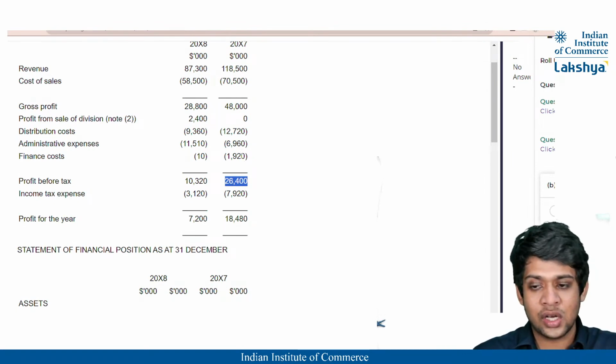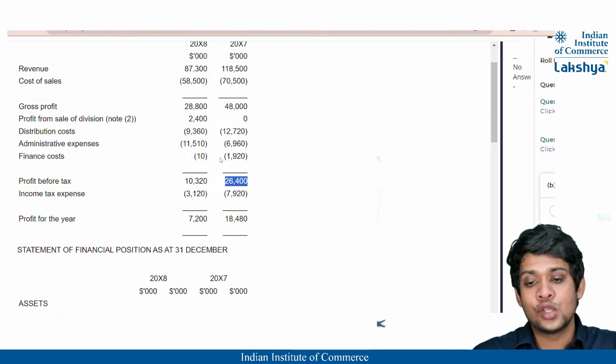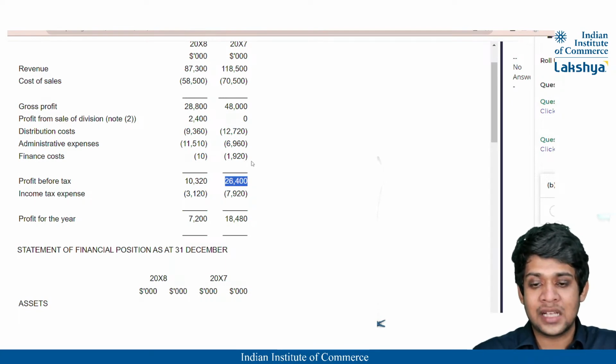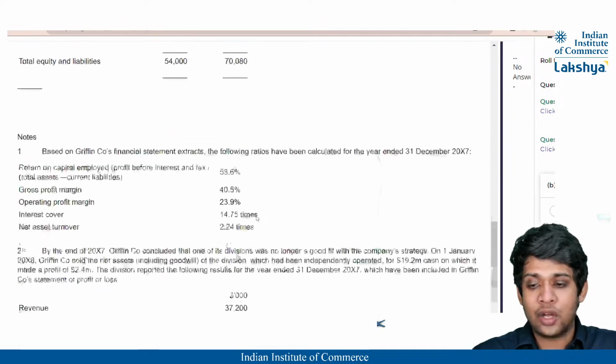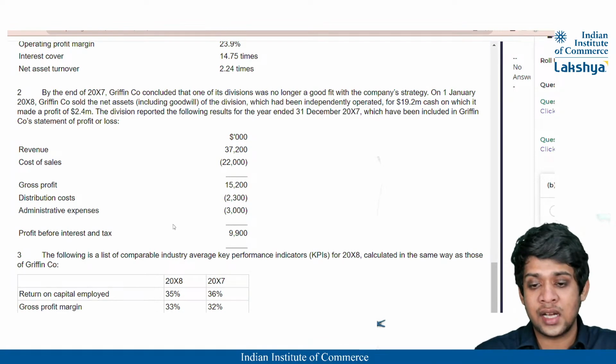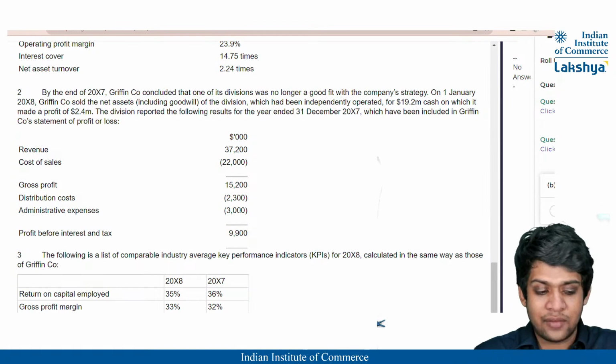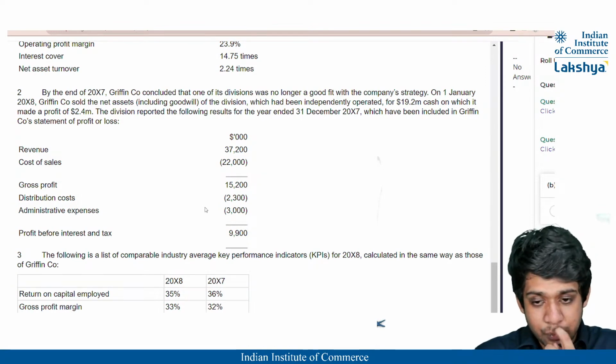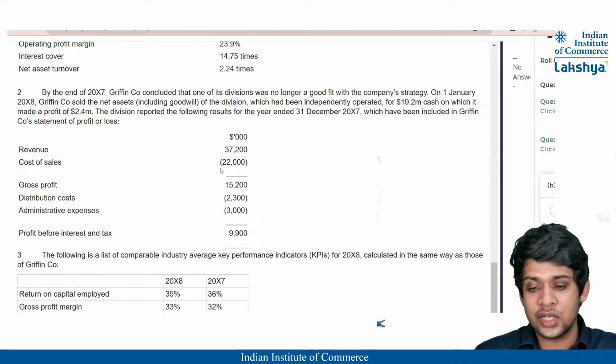Correct? Because the finance cost I will have to calculate before interest. So in order to eliminate the interest, I will add it back because it is reducing my profit. Right? So 26,400 plus 1920. Right? And also I have to calculate for 2007 the adjusted profit before interest and tax. Right? So in order to calculate the adjusted profit before interest and tax, guys, what I will do is I will do a reduction for the profit before interest and tax of 9,900 because I have to eliminate this value, correct?